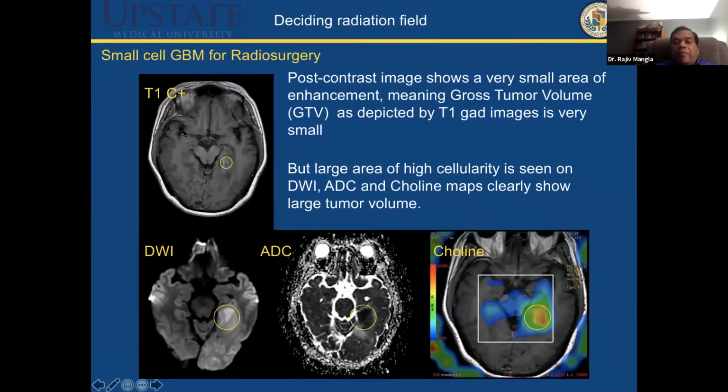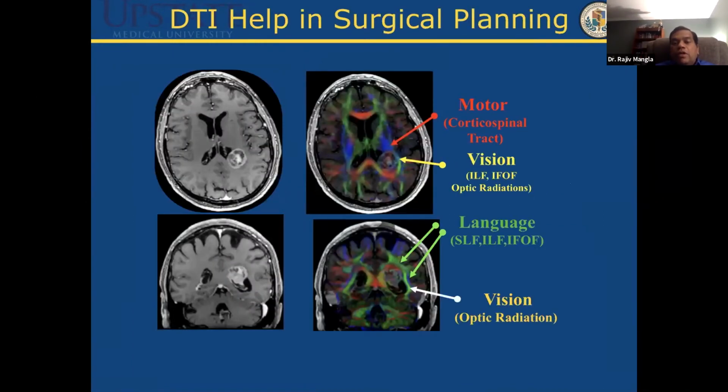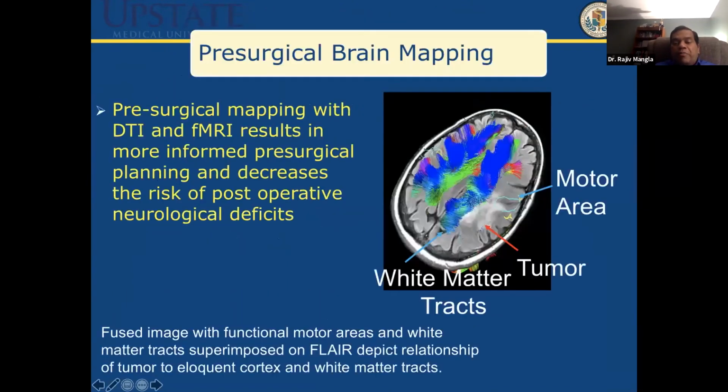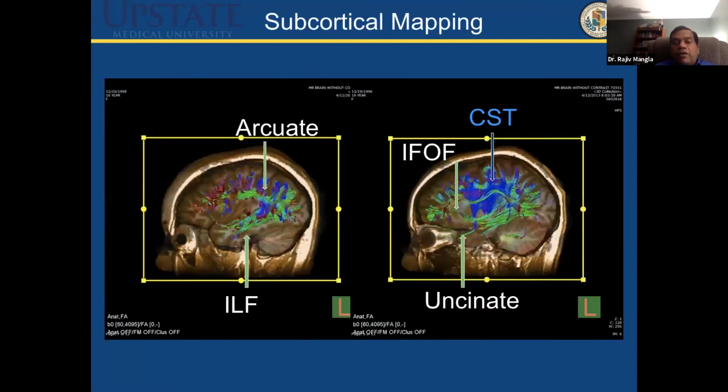Many departments are doing radiation planning with diffusion and spectroscopy and more perfusion imaging, where we can see the tumor is very small and non-enhancing, but actually the tumor is very large with a good amount of cellularity in the non-enhancing portion. And we can do DTI imaging to see the tracts, which we can use for pre-surgical brain mapping. And so we can differentiate various tracts.